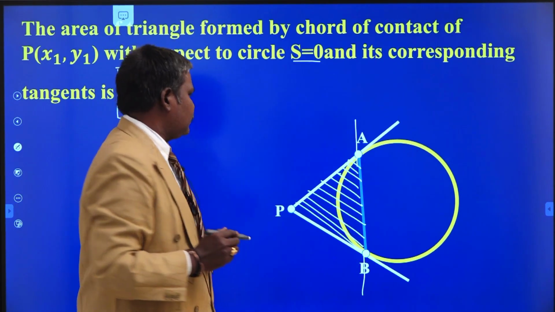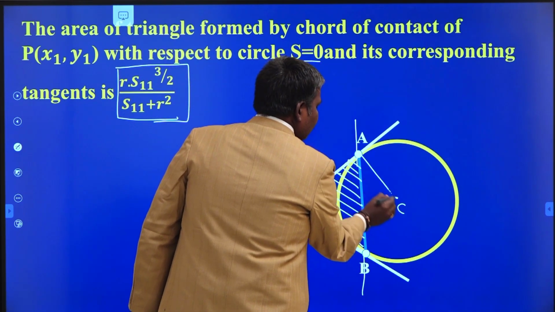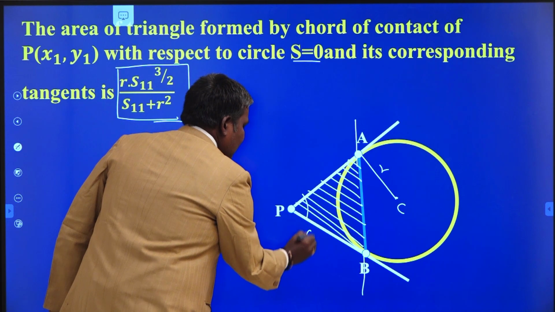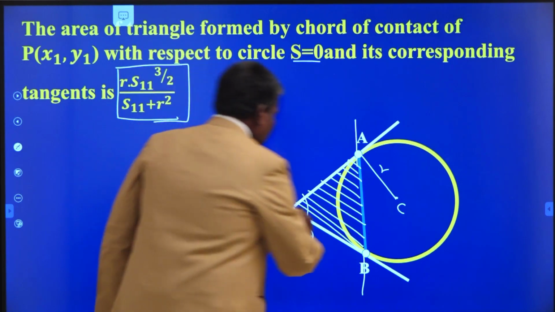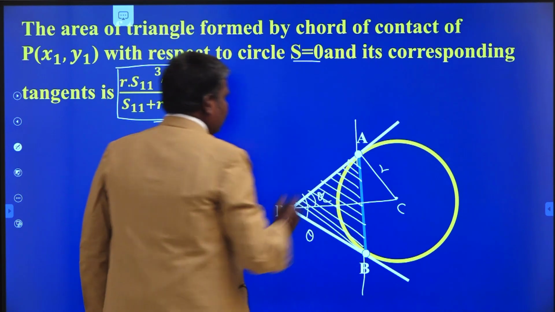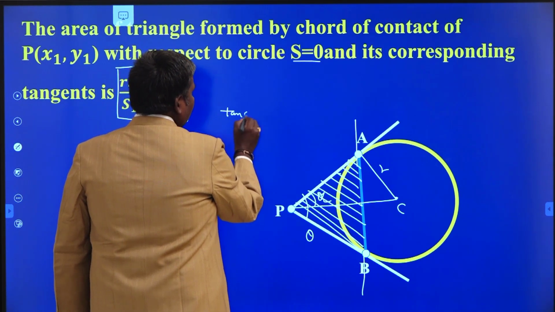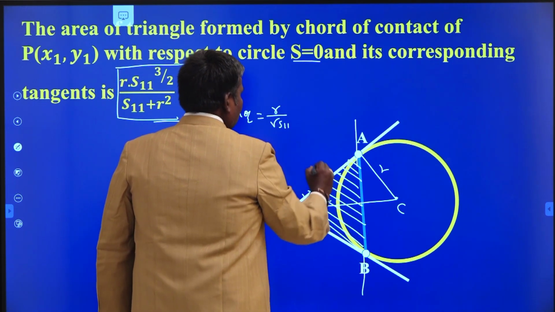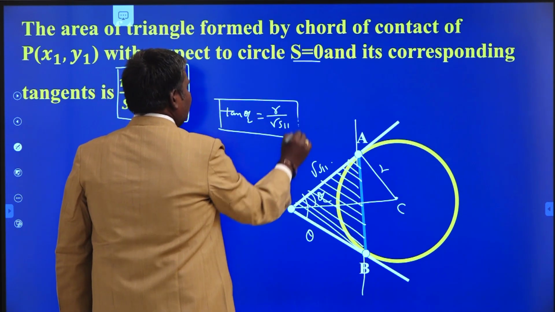How to find this area? This is the center of the circle. If you join here to here, this is what now? Radius. Let theta be the angle between the pair of tangents PA and PB, say. Now join C to P. What is the angle now? It is bisected, therefore the angle is theta by 2. From this figure, what is tan theta by 2 now? Tan theta by 2 is equal to r by root S11. What is the length of the tangent here? Root S11. Tan theta by 2 is equal to r by root S11.